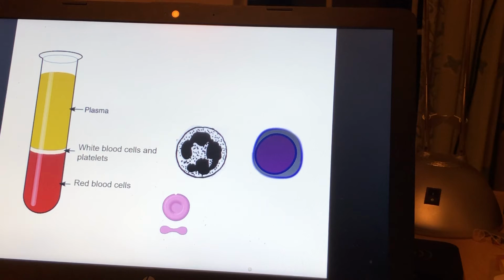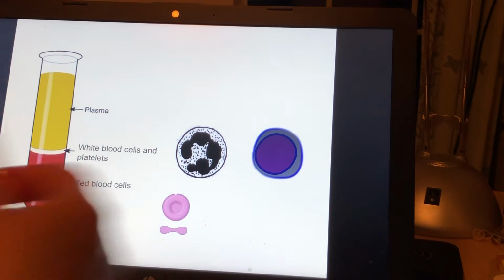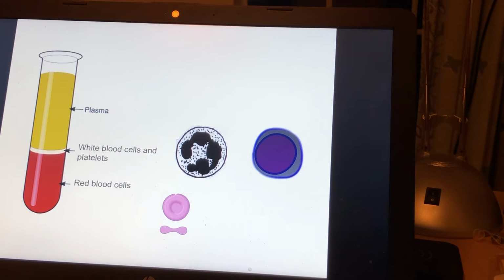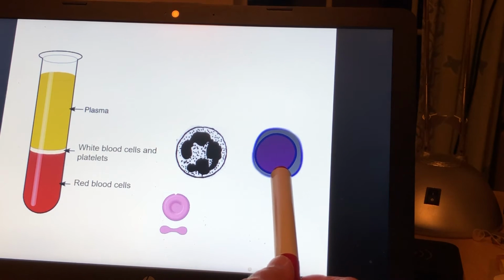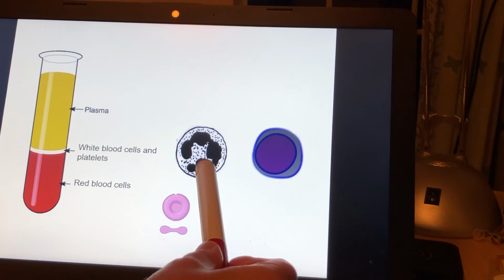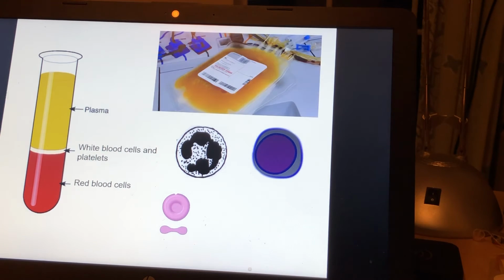Later on, you'll learn that there are ones called phagocytes and ones called lymphocytes. But the white blood cells are the ones that fight disease. The lymphocytes make antibodies, and last year you would have learnt how they attach onto the antigens on the surface of the pathogens. Phagocytes engulf and digest microorganisms that cause disease. And then the plasma is this yellowy liquid there.